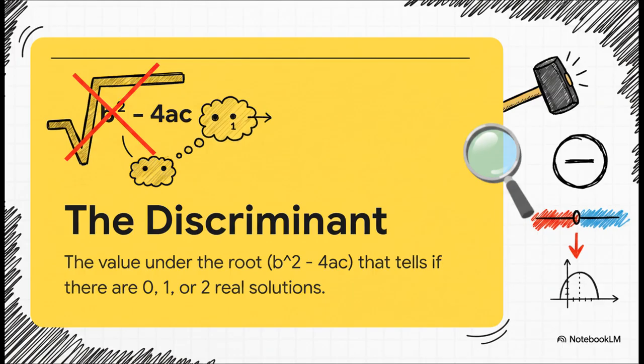Look specifically at the discriminant. That's just the b squared minus 4ac part, sitting right there under the square root. If that value turns out to be negative, you know immediately there are no real solutions. It saves you from doing all the rest of the math, which is a rare, beautiful gift in algebra, right?